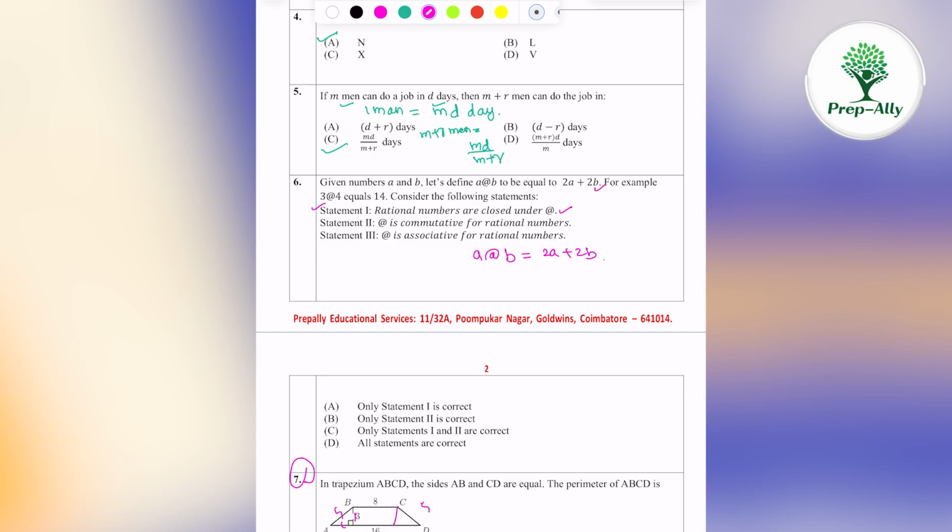Now it is commutative. So a operation b is this one. So b operation a, what can we write for this one? 2b plus 2a, which is again equal to a operation b. So we can say statement 2 is also true.